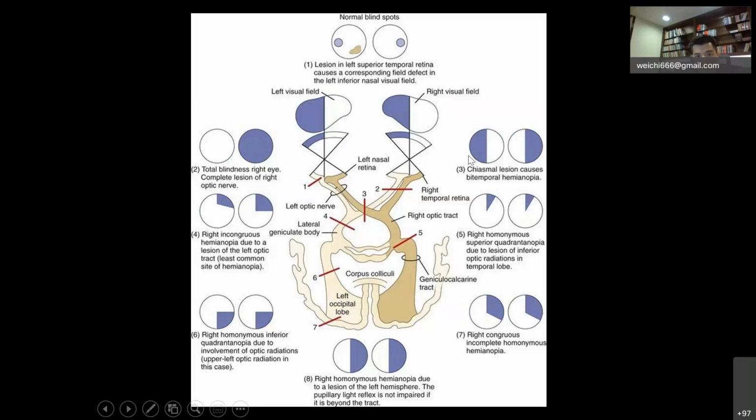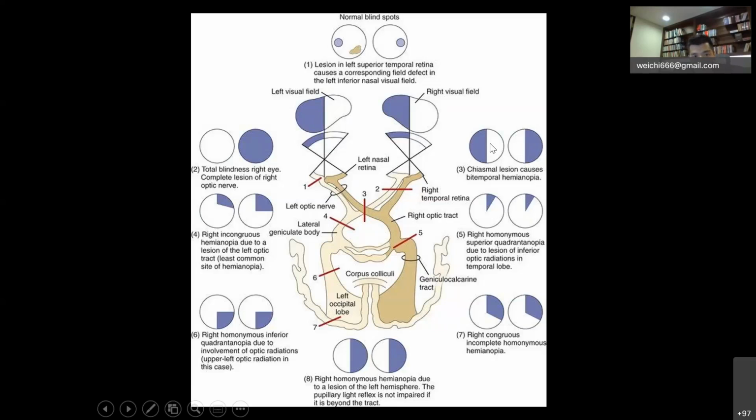So you will see the patient's right eye would have a temporal defect because the nasal fiber could not send the signal to the contralateral side for the visual cortex to process. Got it?